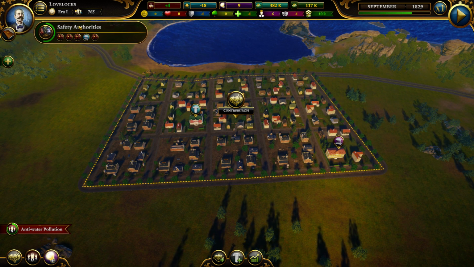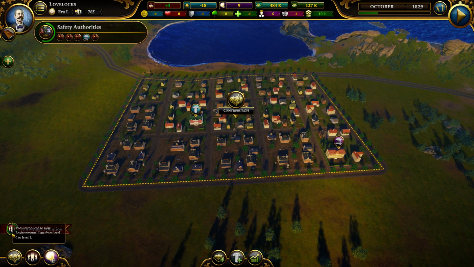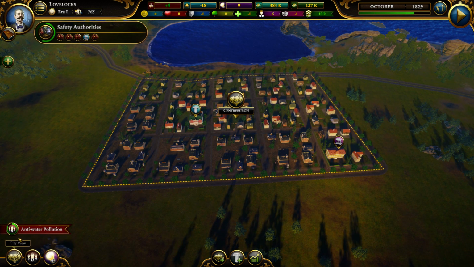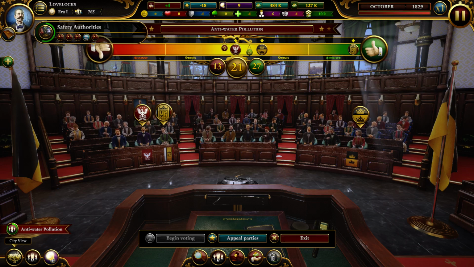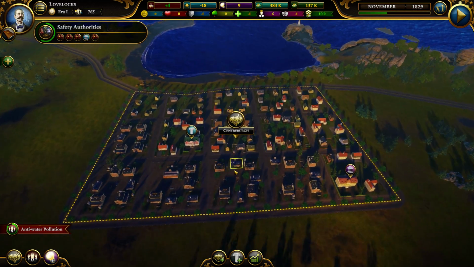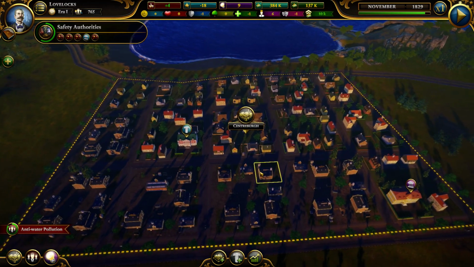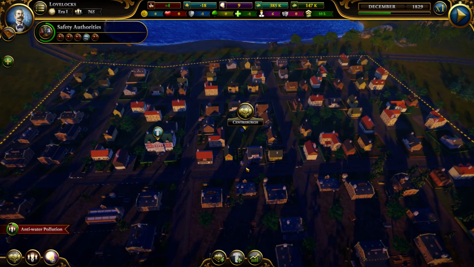We're almost at safety authorities, just a bit over halfway. Let's see how this anti-water pollution vote's gonna go. Right now, wow, it's actually gonna pass, it looks like. I wonder what kind of repercussions us not supporting it is gonna have if the vote does pass. I'm cool with it passing. I'm kind of indifferent about it. I wish there was a say nothing option.